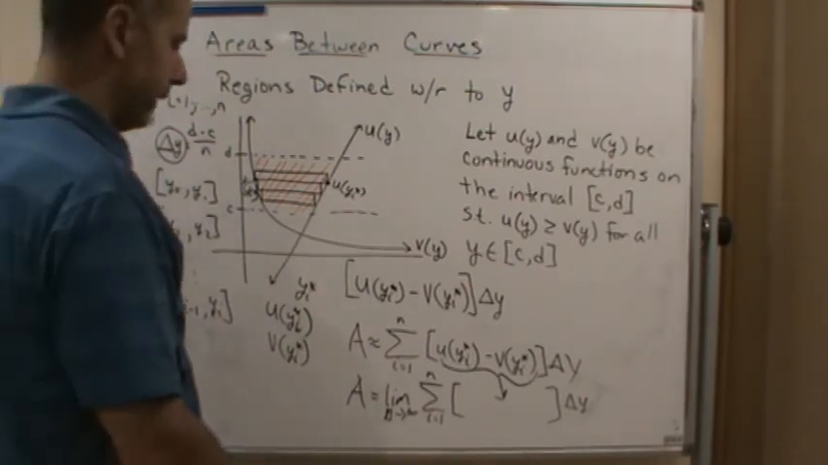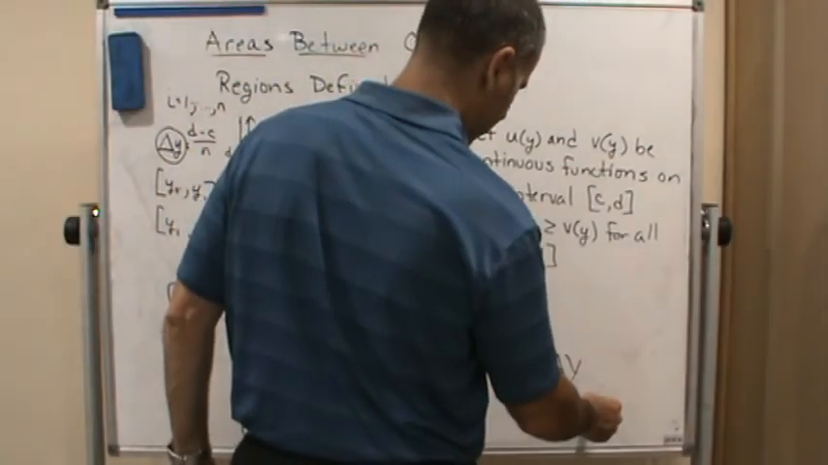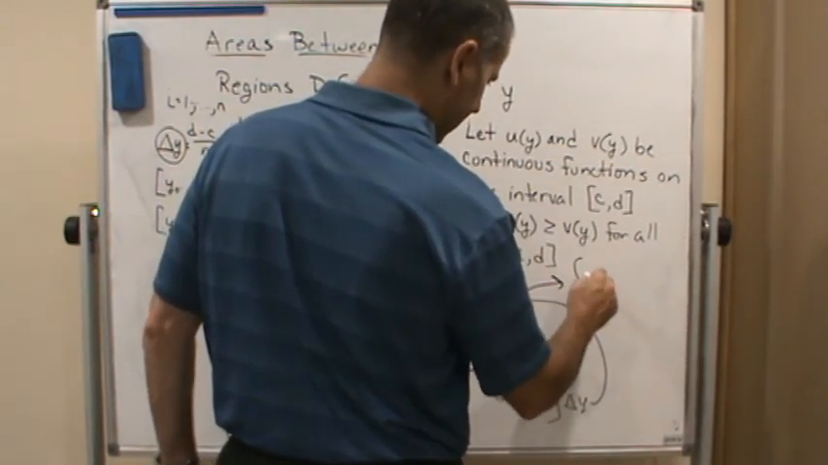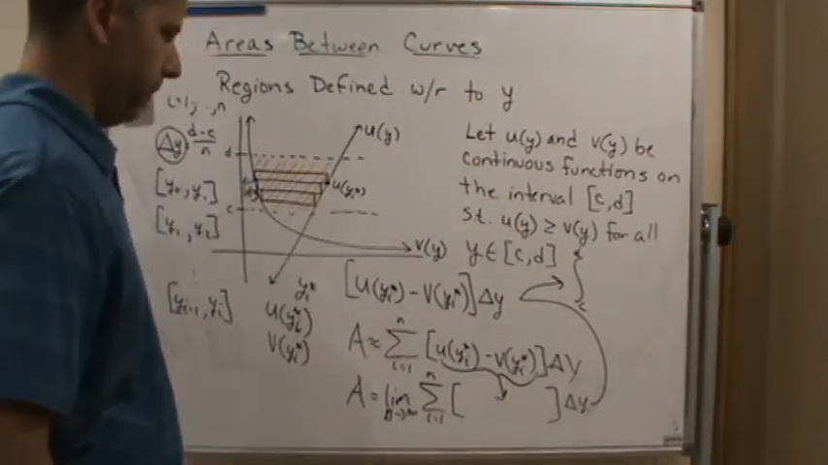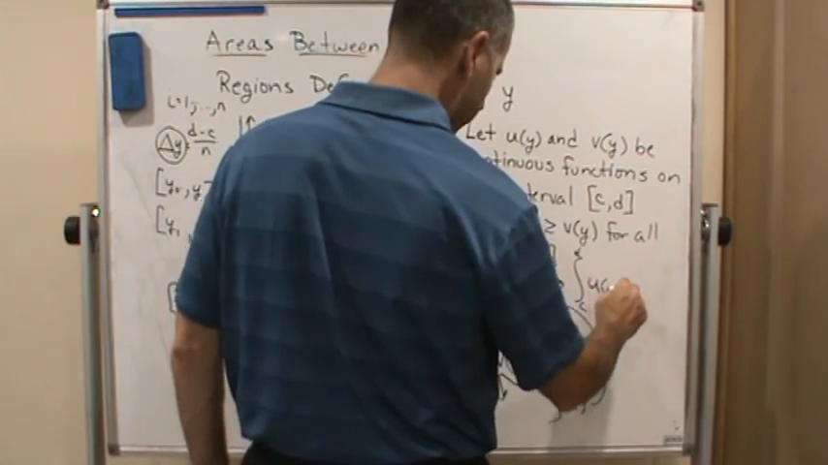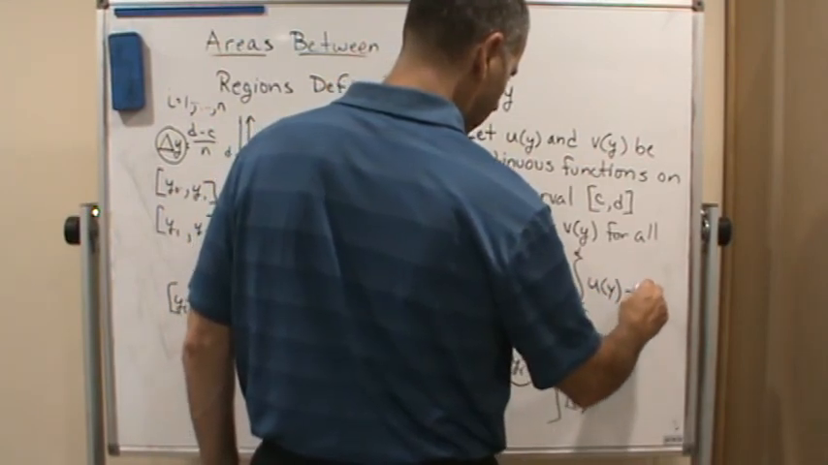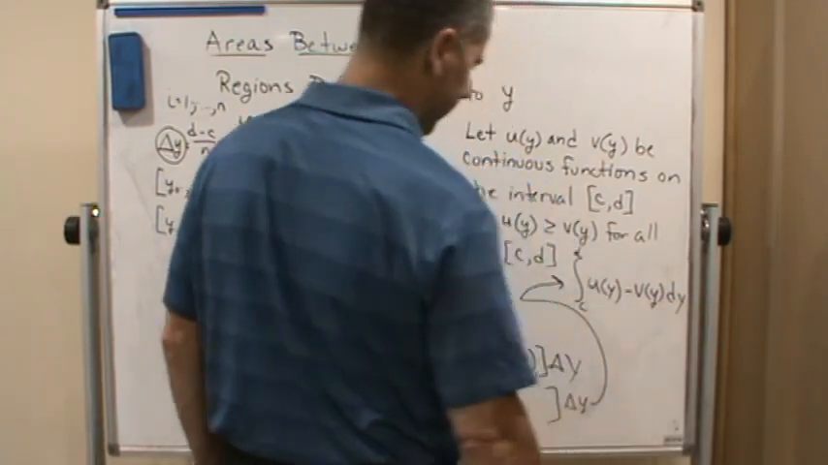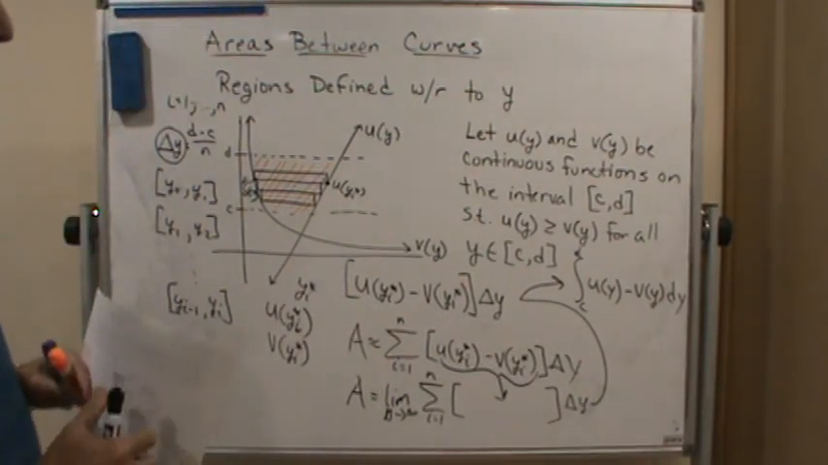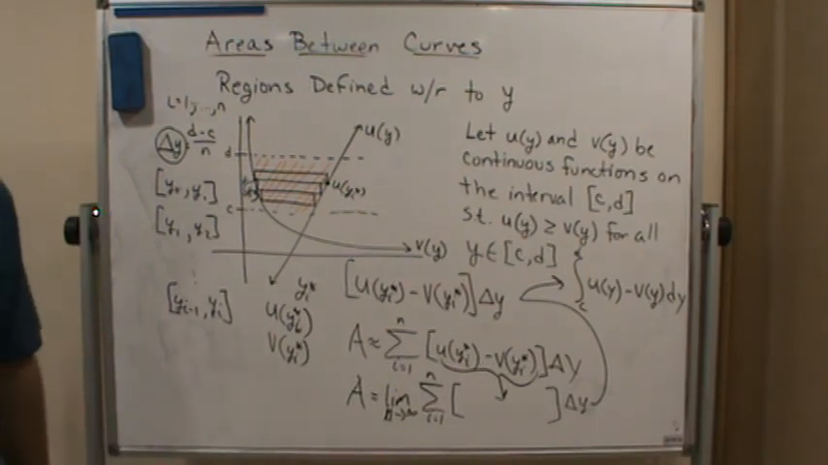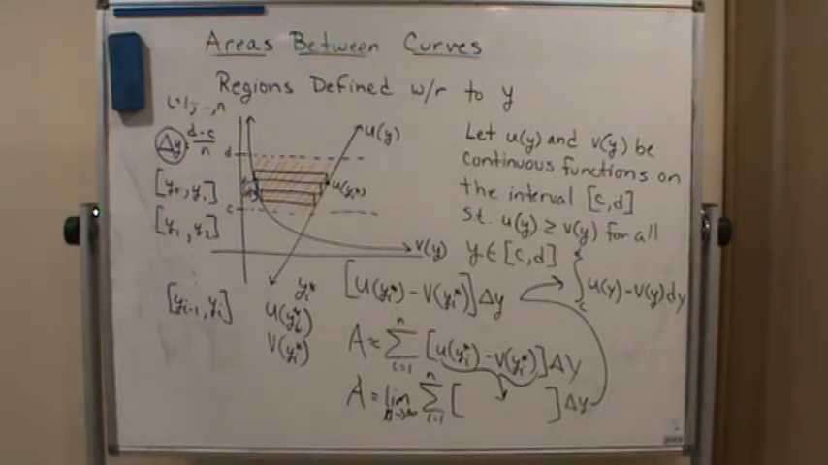So in the end, what do we get? We get the integral from c to d of u of y minus v of y dy. And that's it. And so in the next video, I will give you the next theorem, and then we'll do examples. Take care.